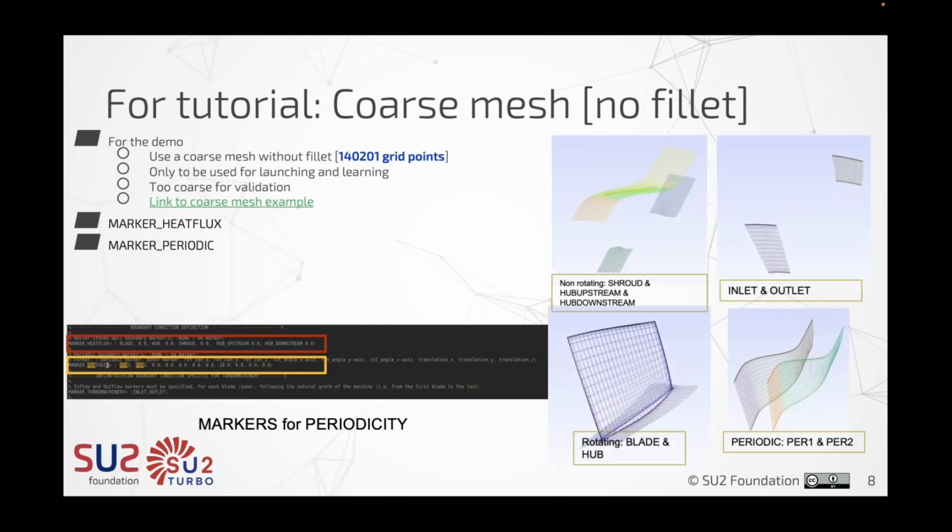And this is how it looks when you're in GMSH space, once you have tagged your surfaces. So you have shroud, hub upstream, hub downstream, you have inlet, outlet somewhere here. Then you have a blade with the blade tip, because this R37 has a tip gap. And then you have the 2 periodic boundaries.